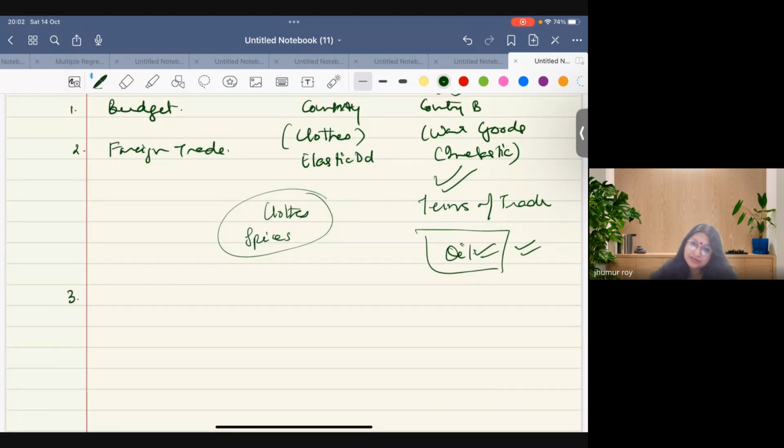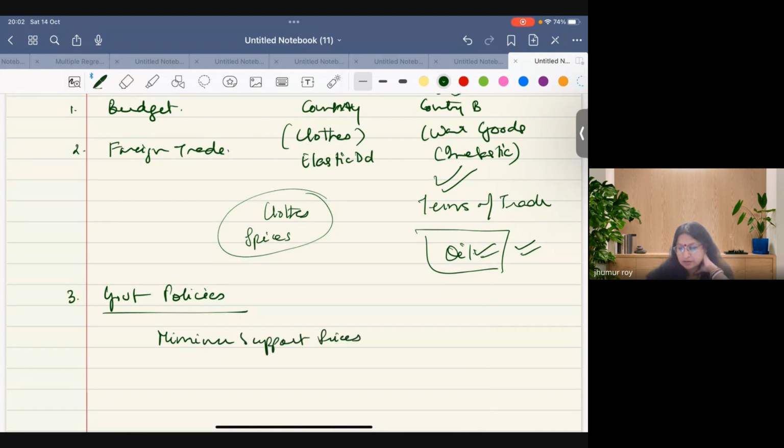The third point is also a very important thing when we talk about government policies. In any country, I don't know whether your country has it, and I would like to know, we have something which is called the minimum support prices for farmers.